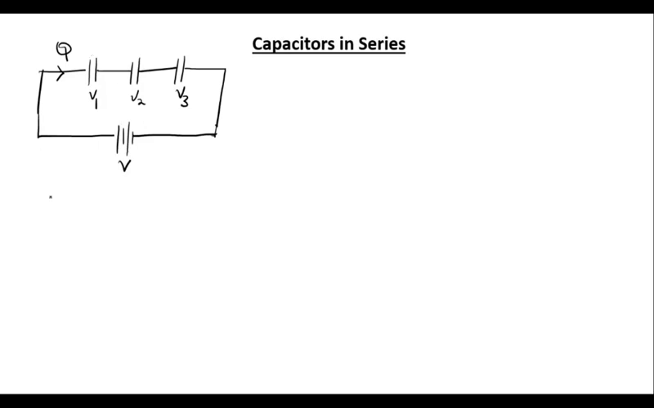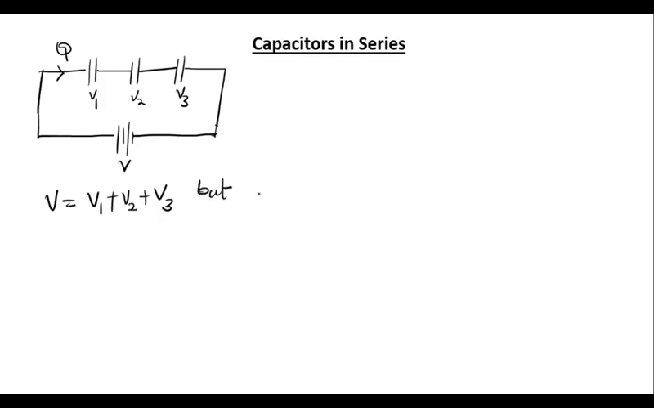From here, we can see that the charge that goes through this circuit is the same charge that is coming out of the circuit, but the voltage across the capacitors is being shared. So the overall voltage in capacitors connected in series is equal to the sum of the individual voltages across each capacitor, that is V1 plus V2 plus V3.